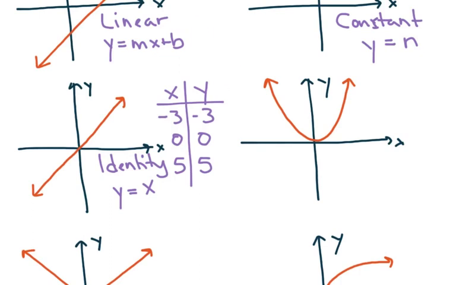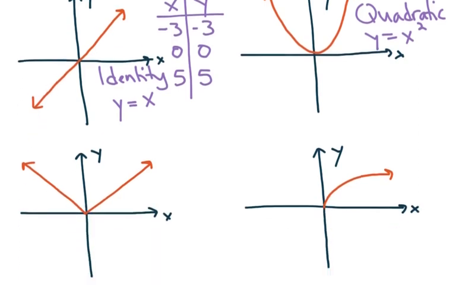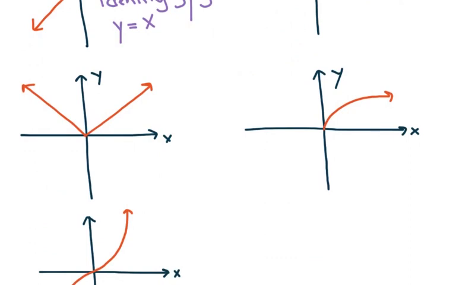The next function is called a quadratic. Quadratic functions are the ones that have an x squared in them. The shape of the graph is always a U. We have a special name for it. It's called the parabola. Anytime you have a graph that's shaped like a V, we call it an absolute value function. The absolute value function is always an equation that has absolute value bars in it.